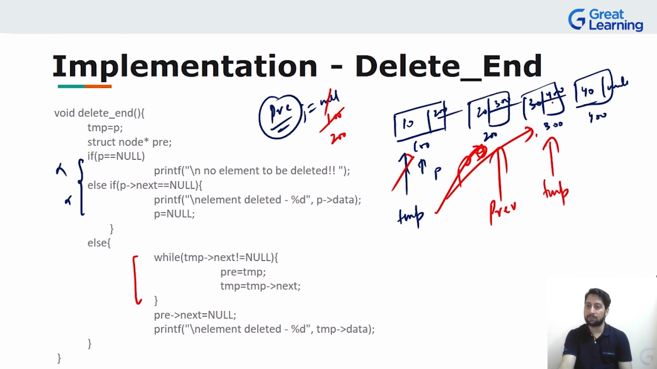Next time, is temp's next null? No, it is 400. Then please put pre to this node. So this will be pre, and now our temp will be here. Temp is here. Okay, done. Let me just clear out everything else.